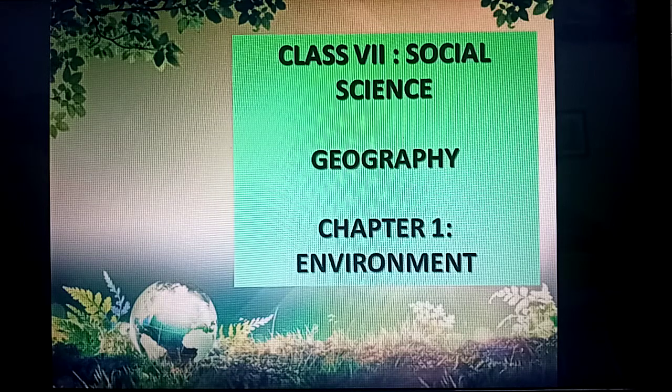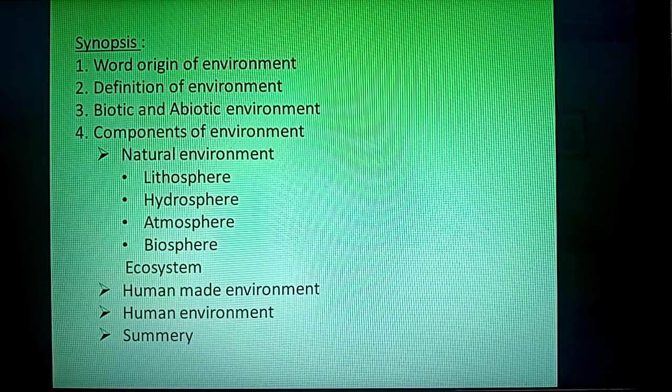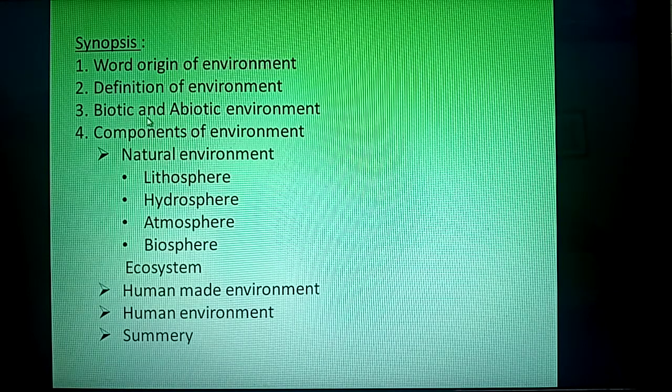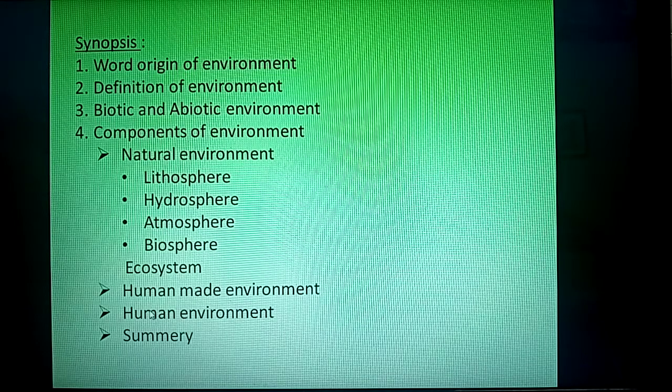Let's start with Chapter 1 which talks about environment. Now, the subtopics of the chapter are as follows. Word origin of environment, definition of environment, biotic and abiotic environment, components of environment. In components of environment, there are three parts. First is natural environment. Second is human-made environment. Third is human environment. Now, in natural environment, there are four parts: lithosphere, hydrosphere, atmosphere, and biosphere.